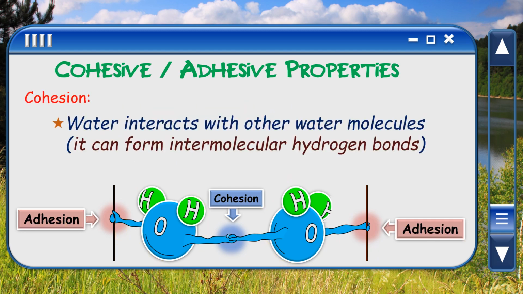Cohesion: water molecules interact with other water molecules, and therefore they form what we call intermolecular hydrogen bonds. This interaction between a water molecule and another water molecule is because of the intermolecular hydrogen bonds, and that type of attraction is what we call cohesion.